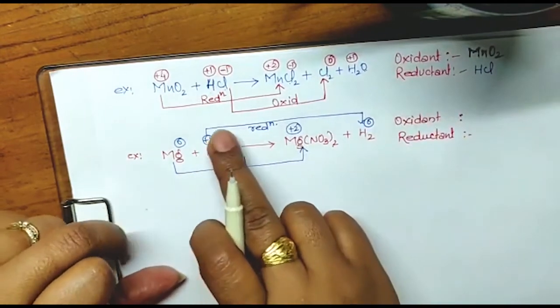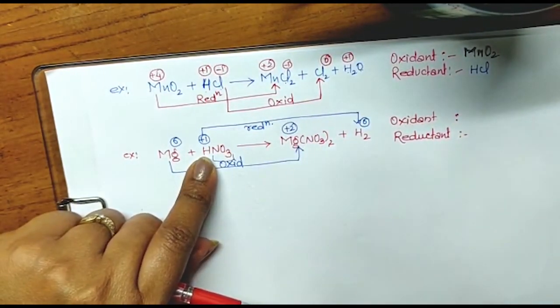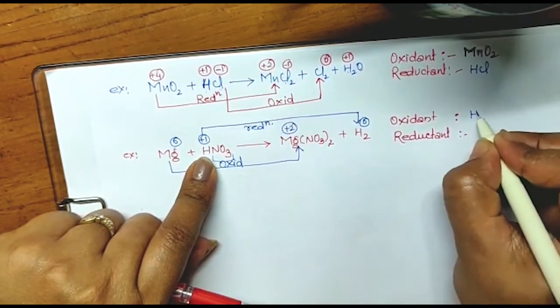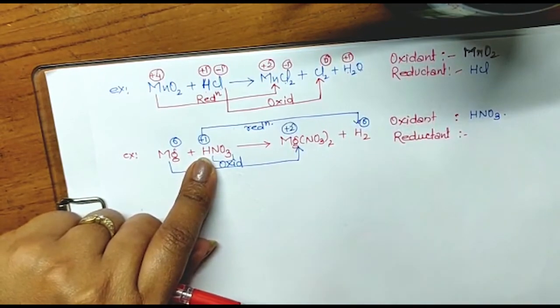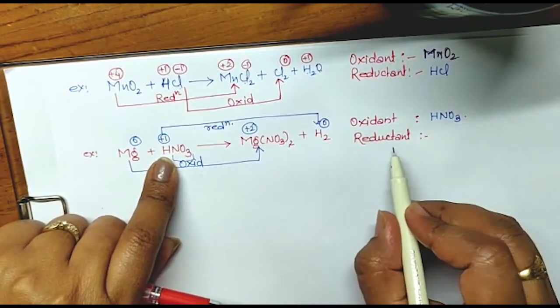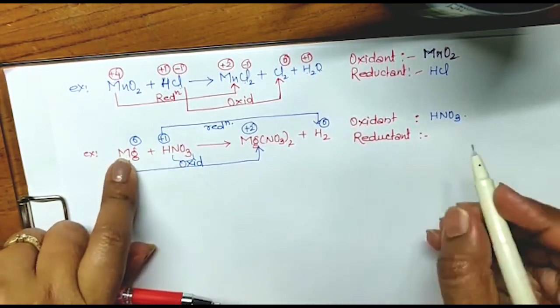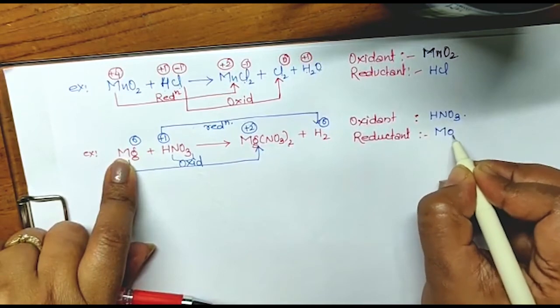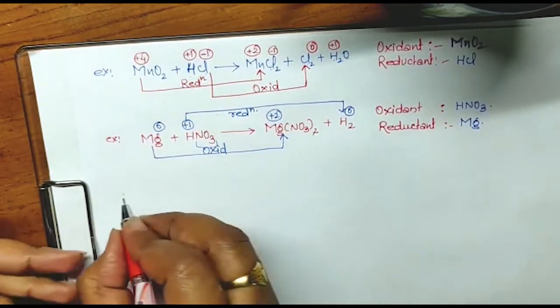The one which is undergoing reduction. Reduction is under only H, but you are not supposed to write only H. What you will write? HNO3. See, I am saying it clearly and I am saying it again and again. So be attentive. And reductant, the one which is undergoing oxidation. So which one is undergoing oxidation? Magnesium. So we'll write magnesium. Isn't it? Let's do another example.